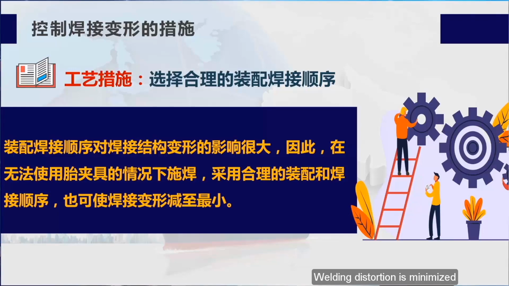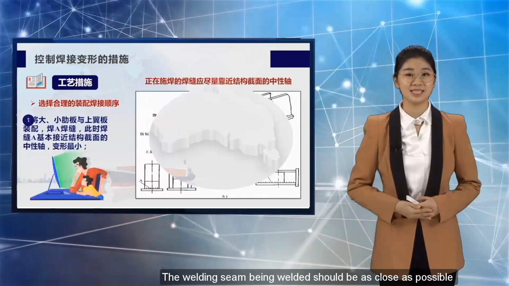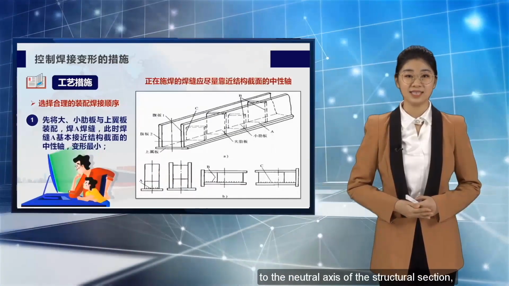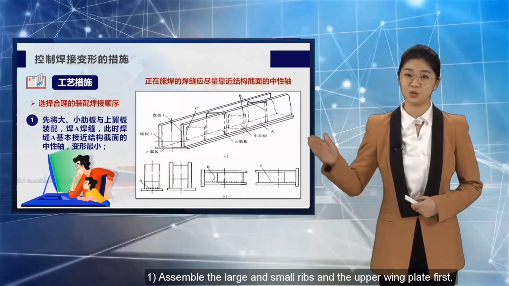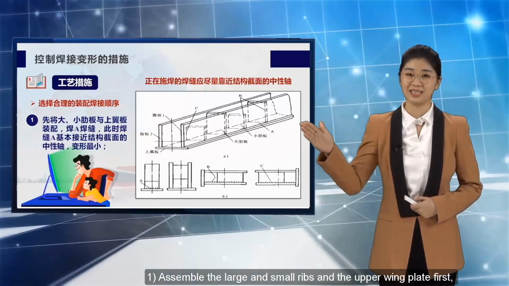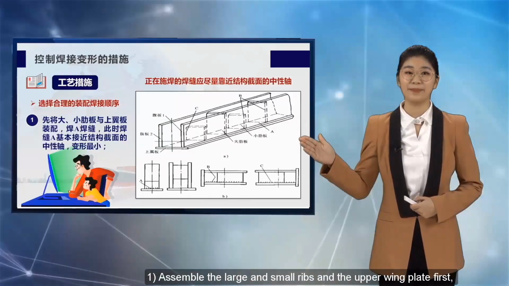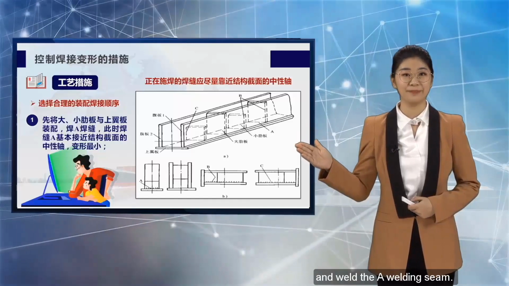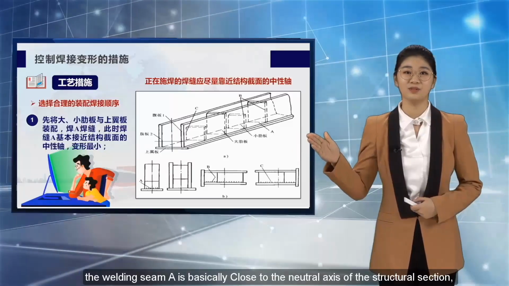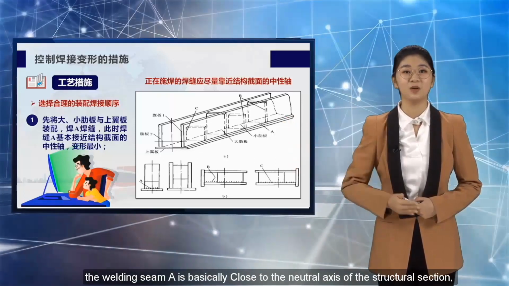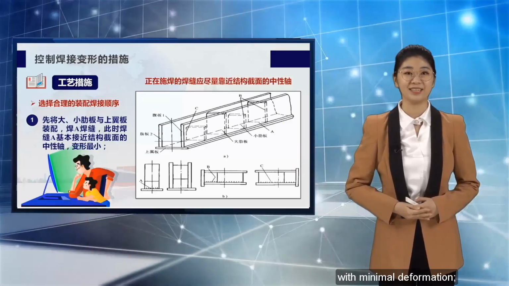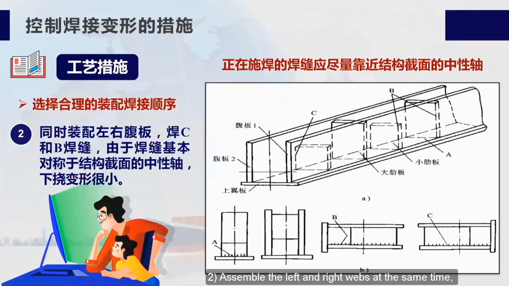The welding seam being welded should be as close as possible to the neutral axis of the structural section, as shown in the figure. 1. Assemble the large and small ribs in the upper wing plate first, and weld the A welding seam. At this time, the welding seam A is basically close to the neutral axis of the structural section, with minimal deformation. 2. Assemble the left and right webs at the same time, and weld C and B welds.